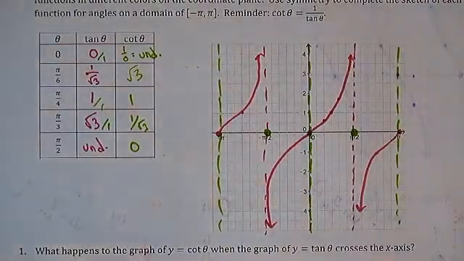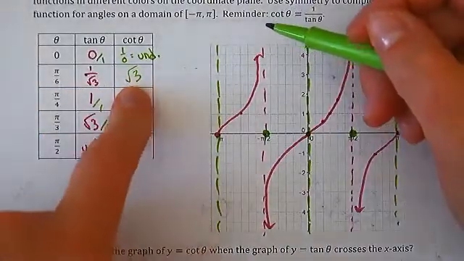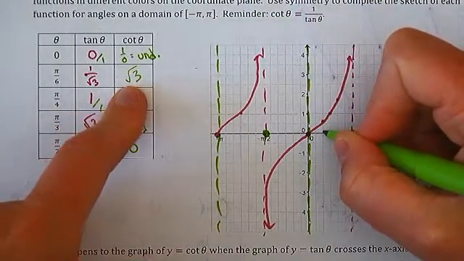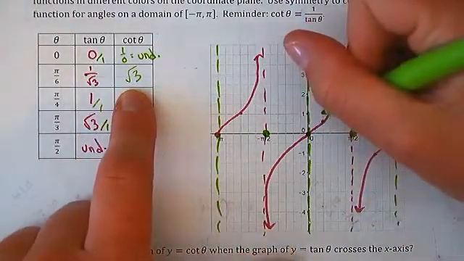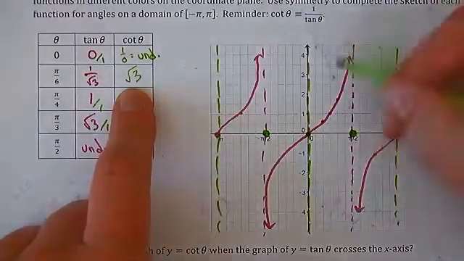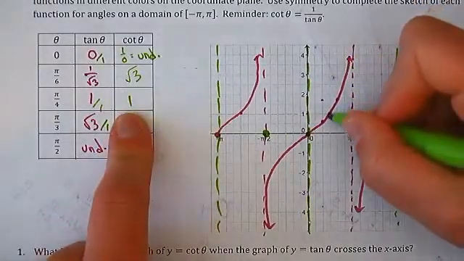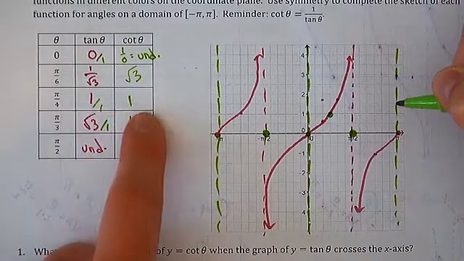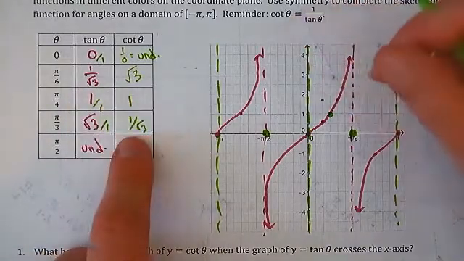And then watch what happens. At pi over 6, it's at root 3. So here's pi over 6. And root 3. And then pi over 4 is still 1. So notice that those are the same, very interesting. So at pi over 4, it's 1. And then at pi over 3, it's 1 over root 3, which is approximately 0.6.